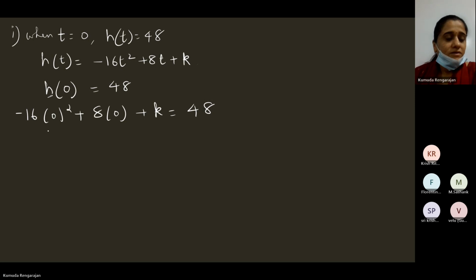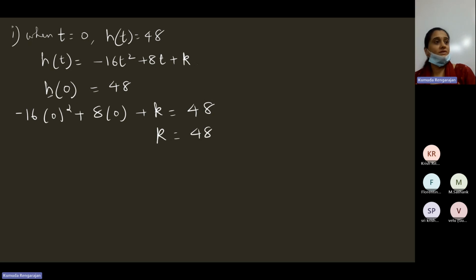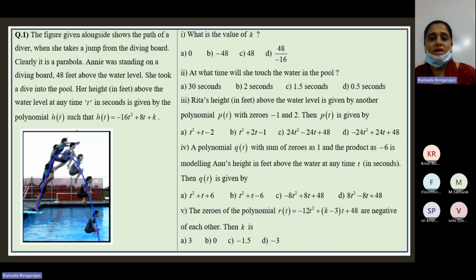So this is 0, 0. So k is equal to 48, right? The value of k is 48. Next one.